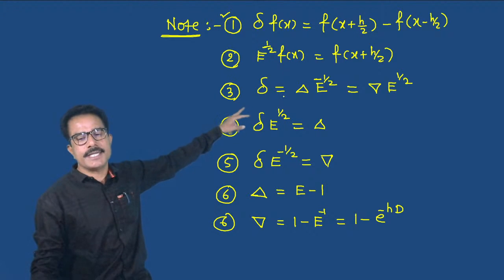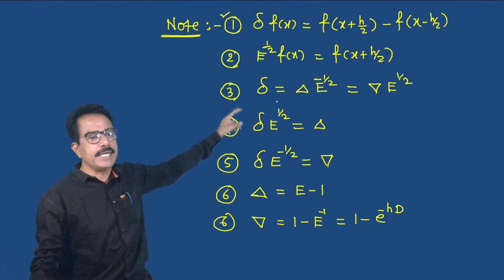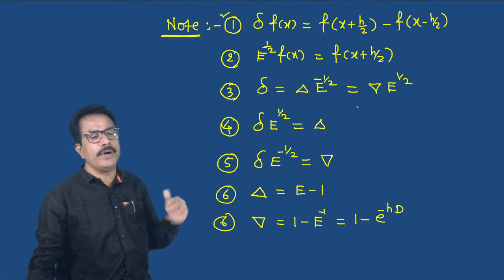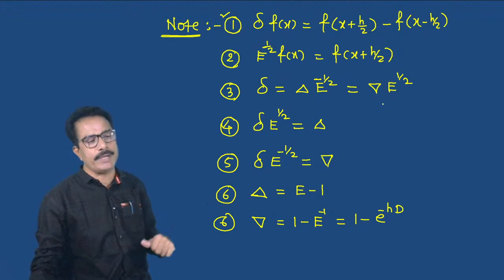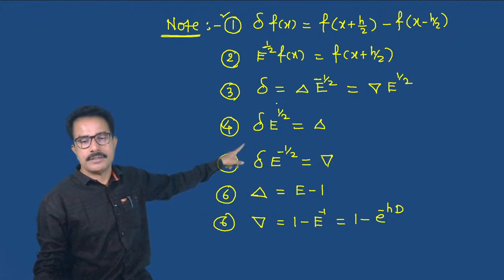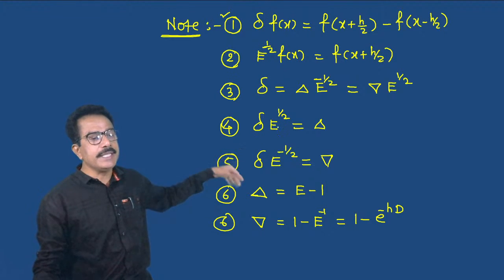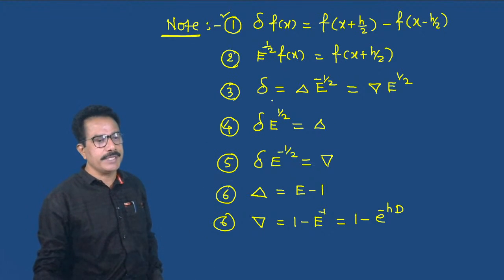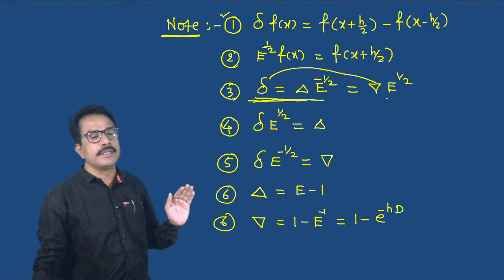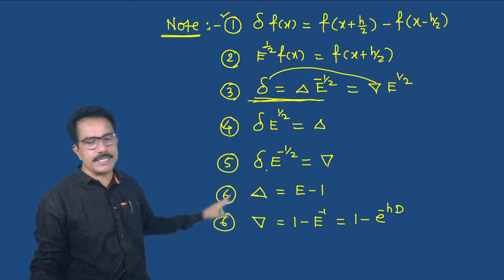Also we have proved yesterday this relation: small delta is equal to capital delta e raised to minus 1 by 2, which is equal to del e raised to 1 by 2. We have proved this. Also we can write from this delta e raised to 1 by 2 is equal to del, from this one, and the other one, delta is equal to del e raised to 1 by 2, from this it can be written.